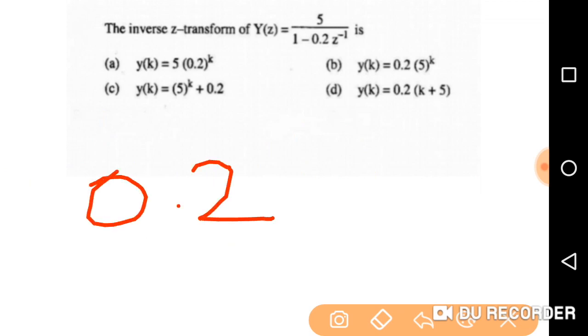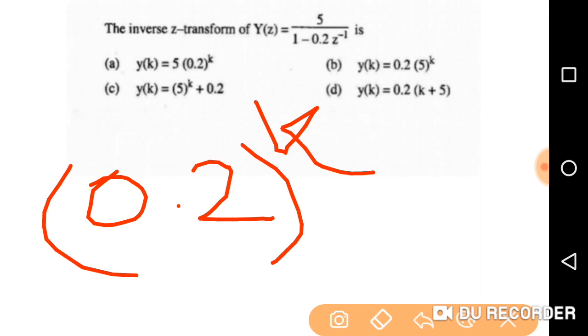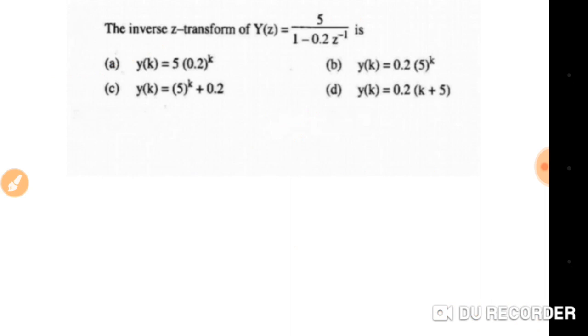0.2 to the power k, similar to the a as given in the formula to the power k. As 5 is multiplied here, we have to multiply 5 also here. So this matches with option number A. This is the correct answer. Okay. Now go to the next problem.